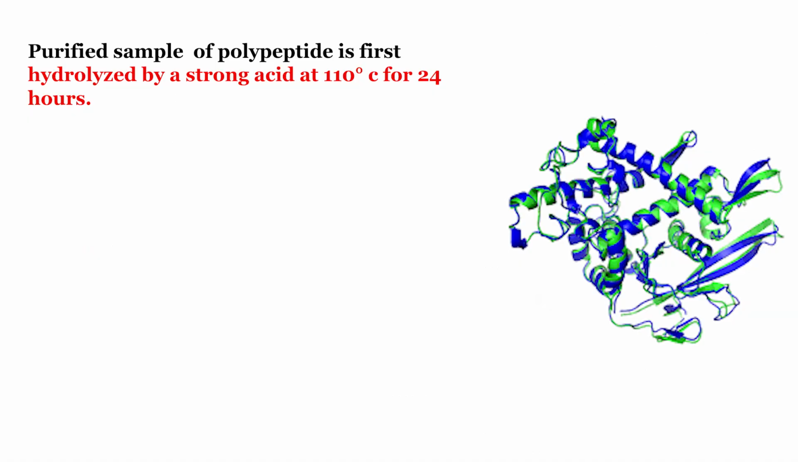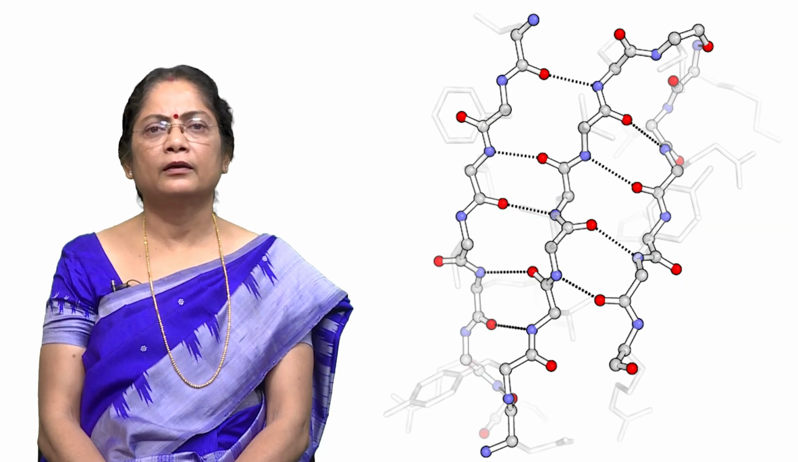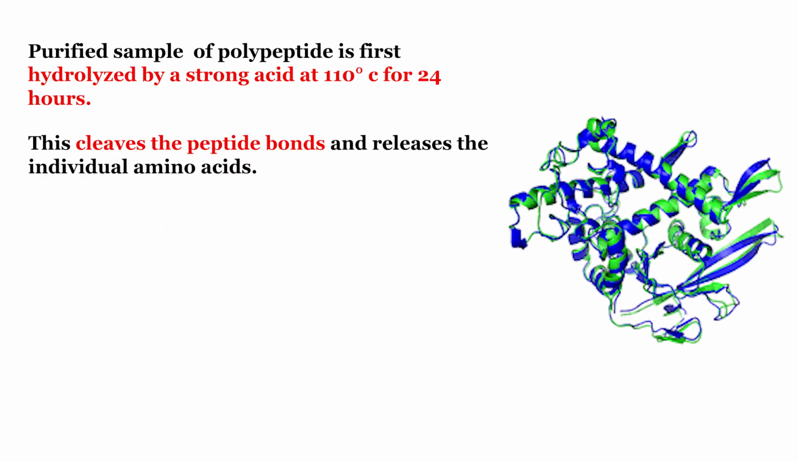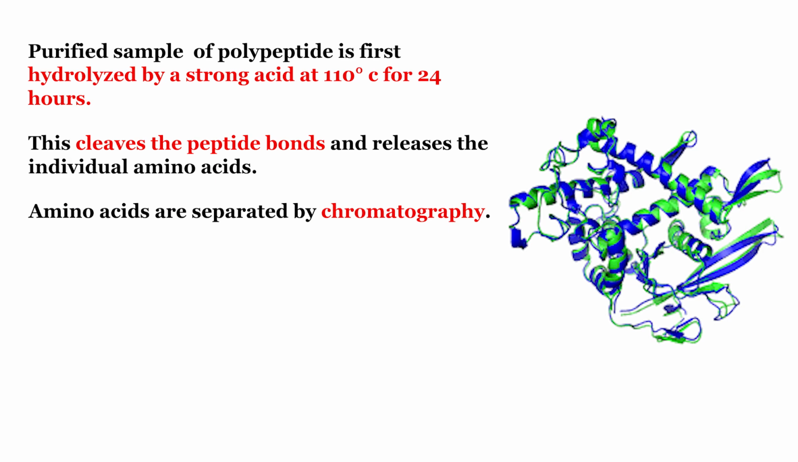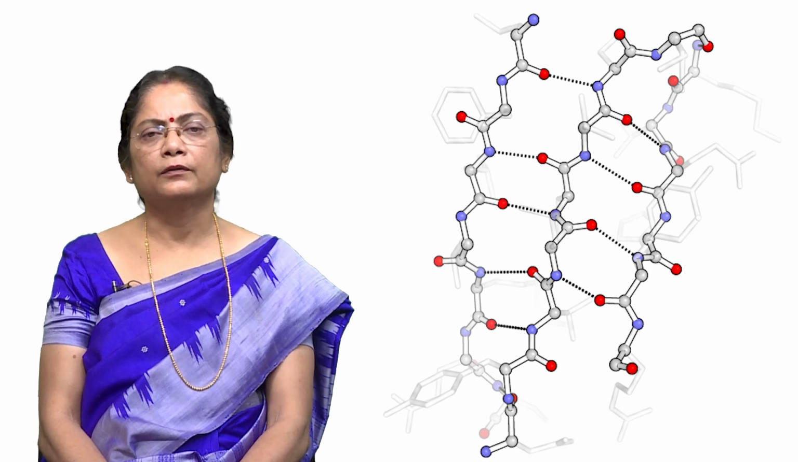The purified sample of peptide is first hydrolyzed by a strong acid at 110 degrees centigrade for about 24 hours. When we do this experiment, the protein is hydrolyzed by a strong acid for 24 hours, which cleaves the peptide bonds and releases the individual amino acids. Now, these amino acids are separated by chromatography. So, first of all we have to purify the polypeptide and then we can go for the further cleavage process.